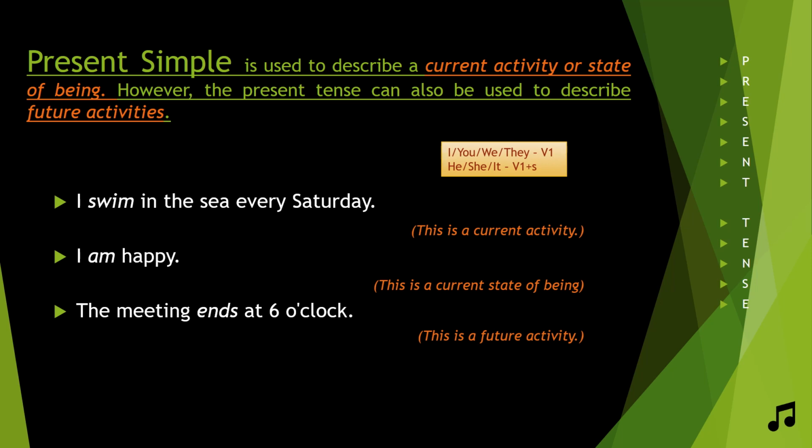Next is I am happy. This is a current state of being, how I am feeling. See the third example. The meeting ends at 6 o'clock. It shows that something is going to end in future, but we are using present simple here by using the first form of verb in the sentence, ends. So that is why present simple denotes current activity also, state of being also, and sometimes it describes future activities also.